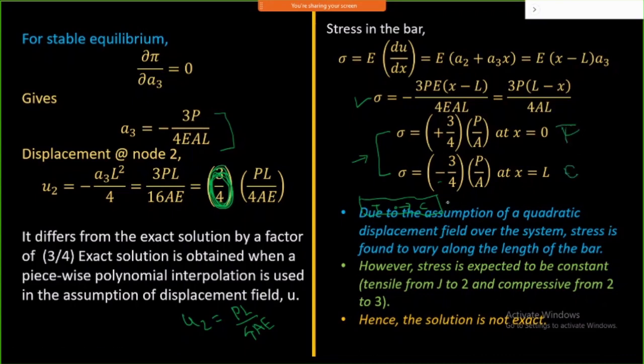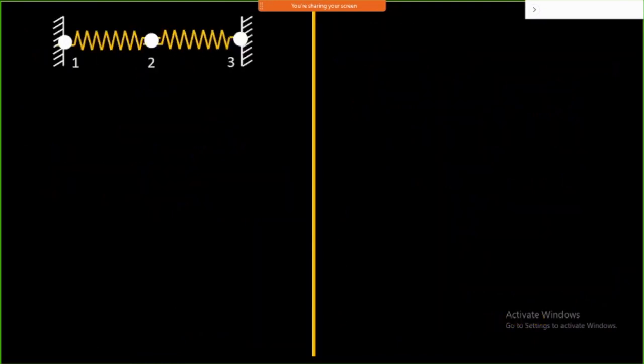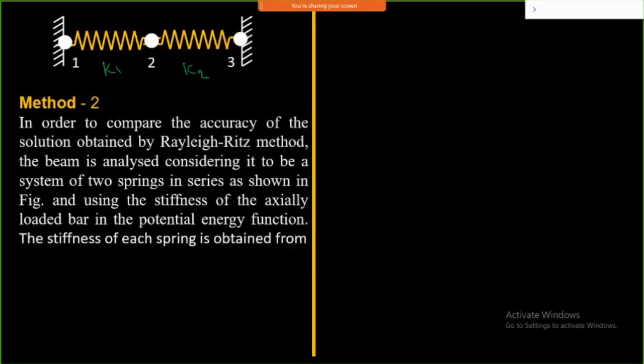And this solution is not exact because there is an exact solution somewhere near this, but we got 3 by 4. The reason for this is that we got an approximate solution. So how can we get a more accurate solution? Here is another example. The same example is extended further. Instead of considering this complete bar, we are now assuming there are two springs. One is K1 here and then K2 here. Now I can quite easily model this, and that is what we do in a second method.